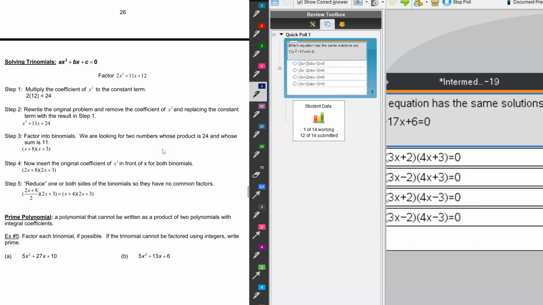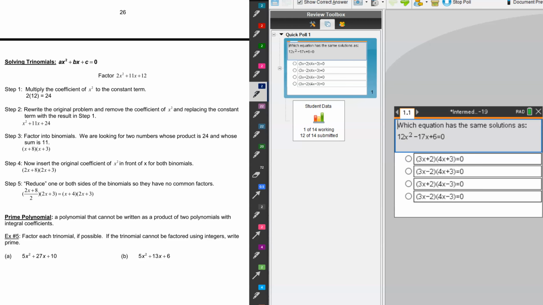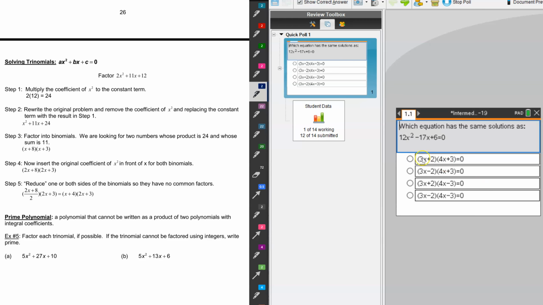The top of page 27 describes how you'd go about solving this problem. So our problem is, which of these is equivalent? Which equation has the same solution as 12x squared minus 17x plus 6?